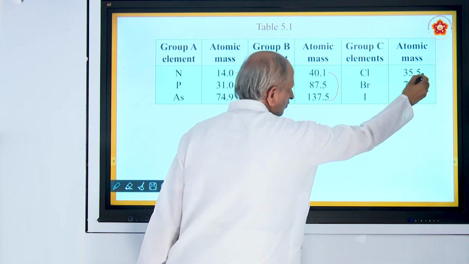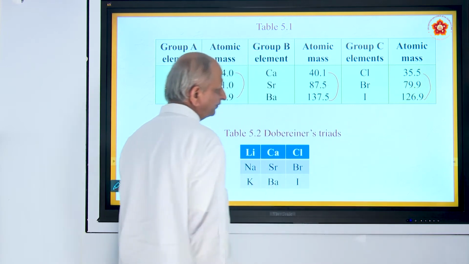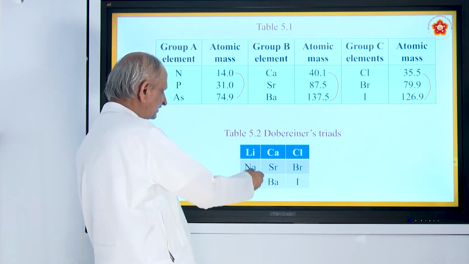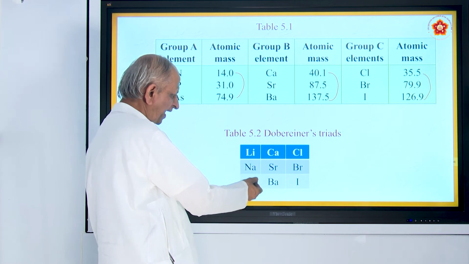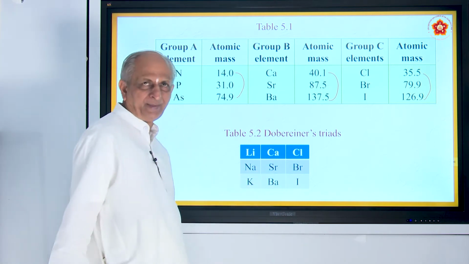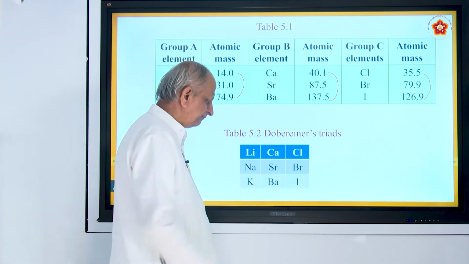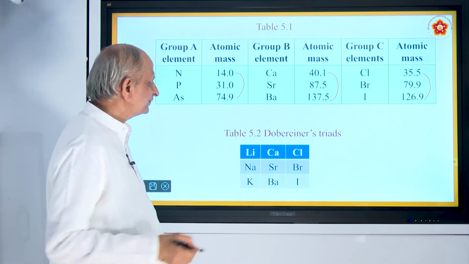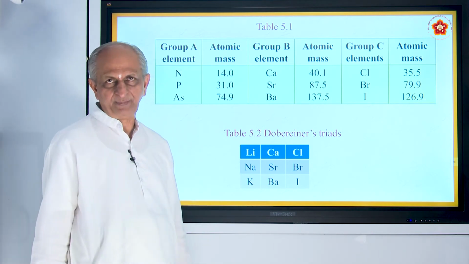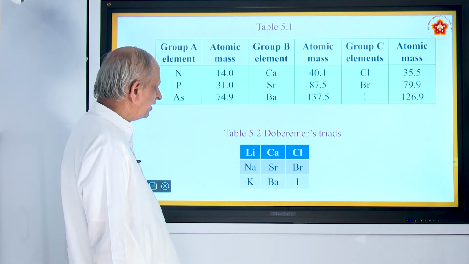Here also the average of these two is almost equal to this. This one I just told you now. The sum of the two, that is the average of that, is almost equal to 80. That is what is called triads. And these are some examples. Lithium, sodium, potassium, they are all metals. Similarly, chlorine, bromine, iodine, they are non-metals, but they are called halogens. Similarly, calcium, strontium, barium, they have similarity and they have atomic masses like this. That is one contribution he made. It is the very earliest contribution, and that is called the law of triads.